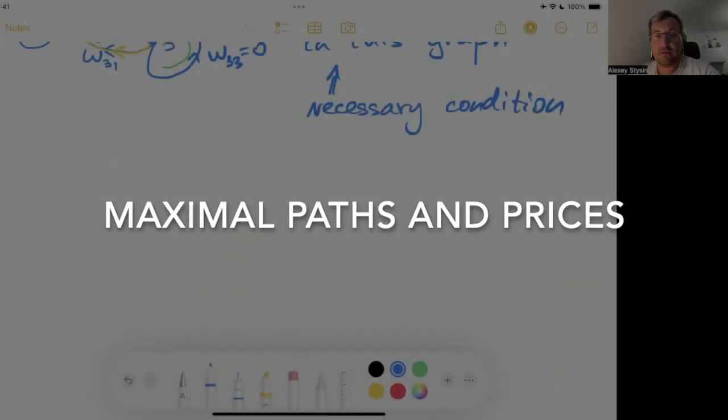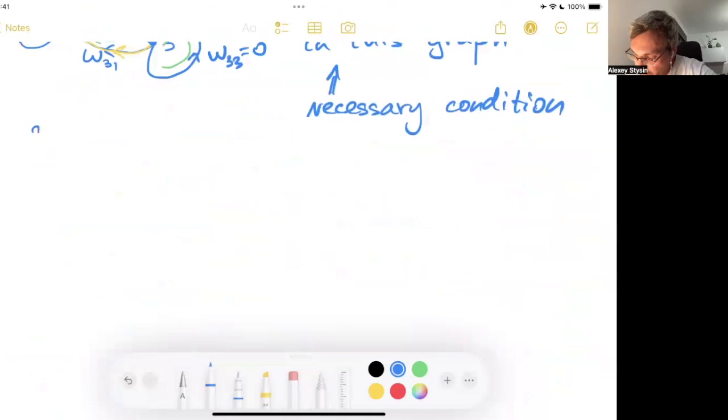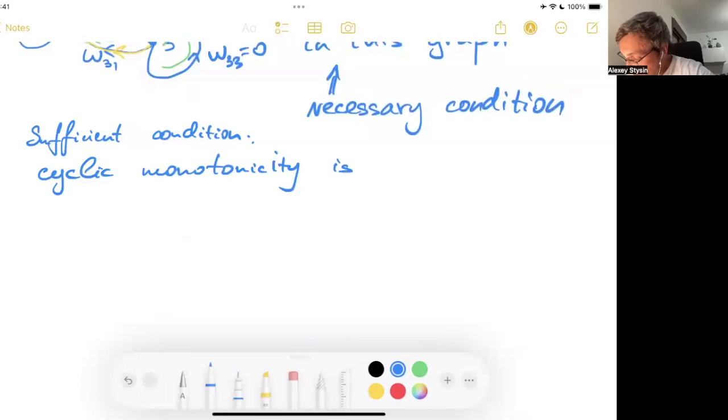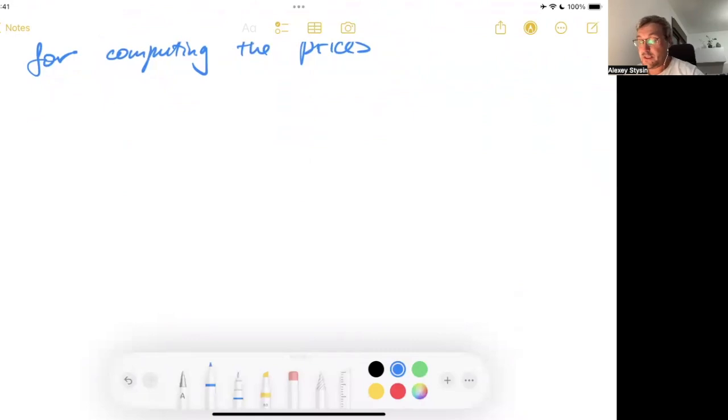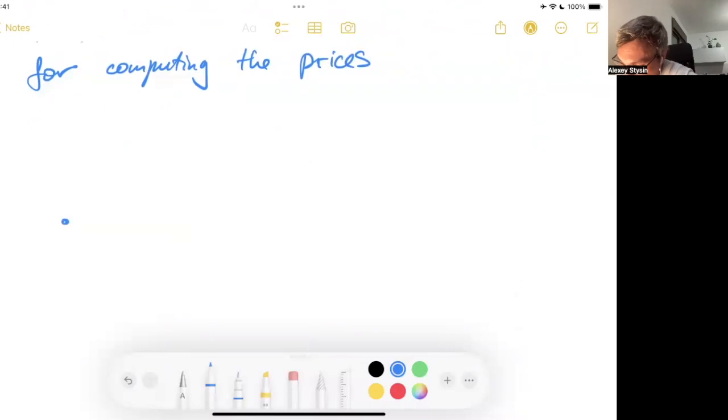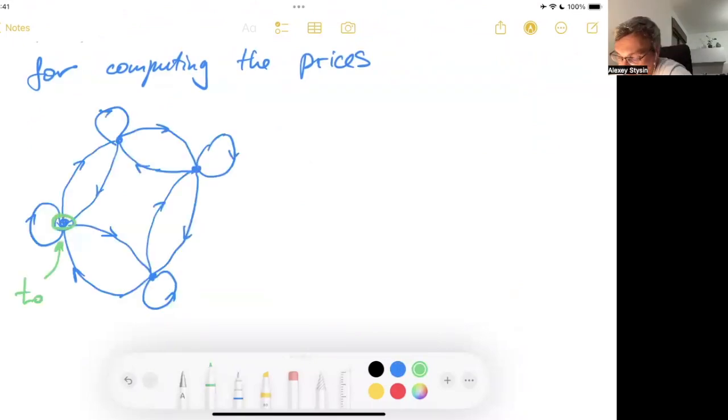Let's continue and look at the sufficient condition. In fact, what we are going to prove is that cyclic monotonicity is sufficient for X of T to be rationalizable. And then we will see the recipe for computing prices. Now we assume that this cyclic monotonicity condition holds, and this means that there are no positive cycles in the graph. Consider some reference point and consider all possible ways to get to some T, using the edges in this graph.